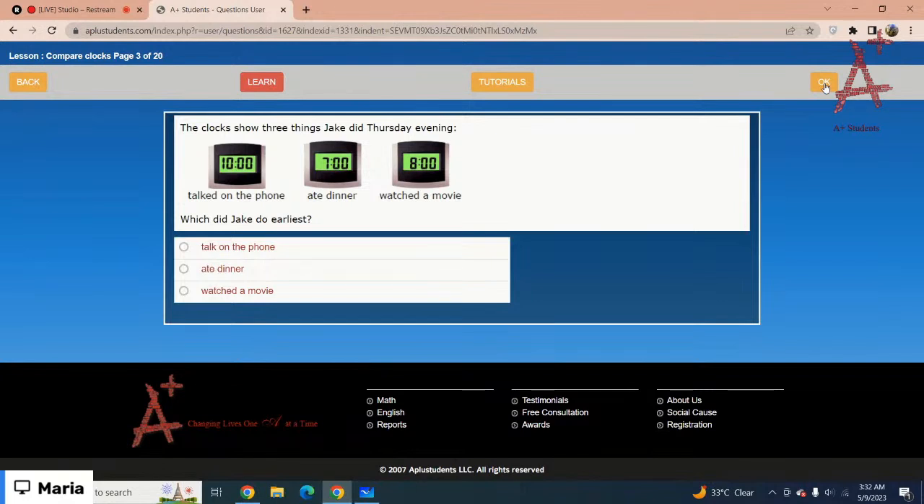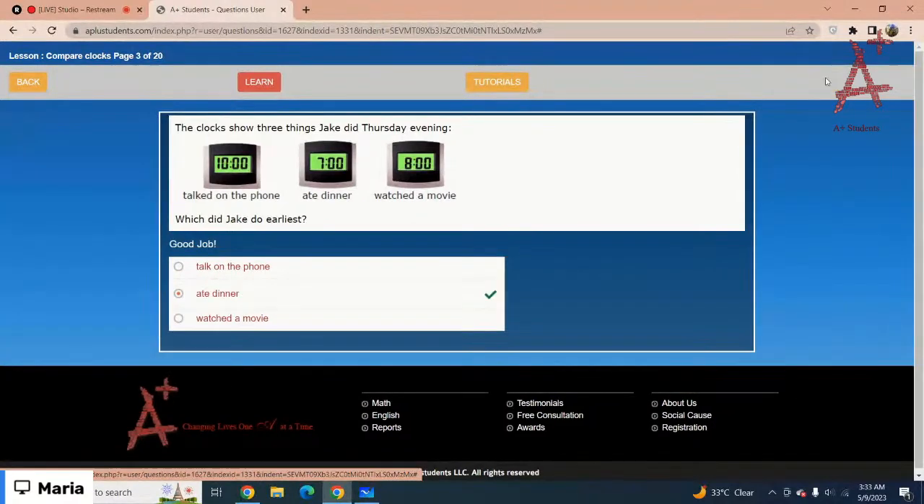Earliest means the one he did the first one. So the first one he did is ate dinner. It would be at 7, and at 7 he ate dinner. After 7, at 8 he watched a movie, and at 10 he talked on the phone. Got it? So earliest he ate dinner.